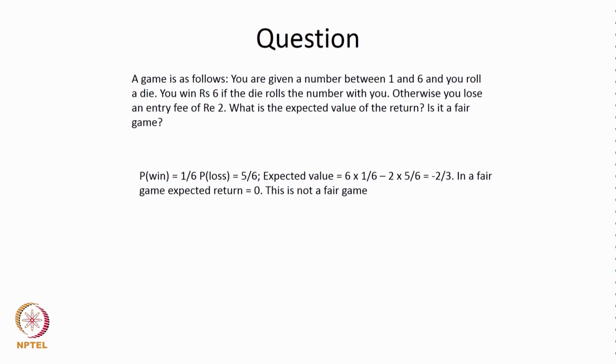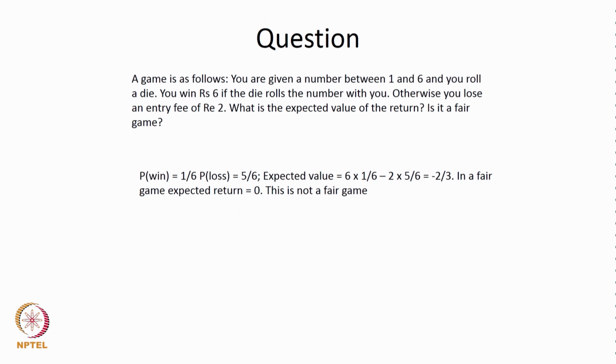So, probability of win is 1 by 6 because you have a number, the die can roll any one of the 6 numbers. So, probability that the die rolls the number that is with you is 1 by 6. So, you win with a probability of 1 by 6 and you lose with a probability of 5 by 6. So, expected value is 6 into 1 by 6, I get 6 rupees if I win. So, 6 into 1 by 6 and I lose 2 rupees. So, minus 2 into 5 by 6, which is minus 2 by 3.